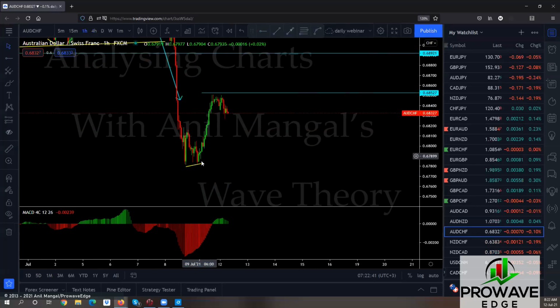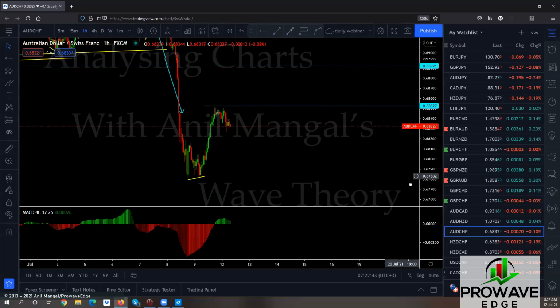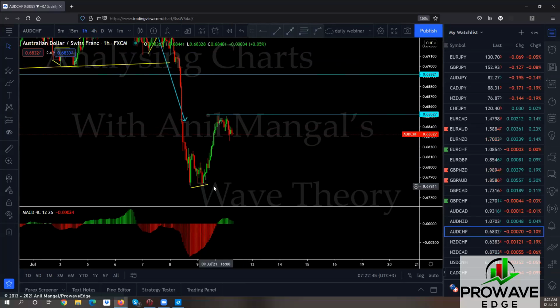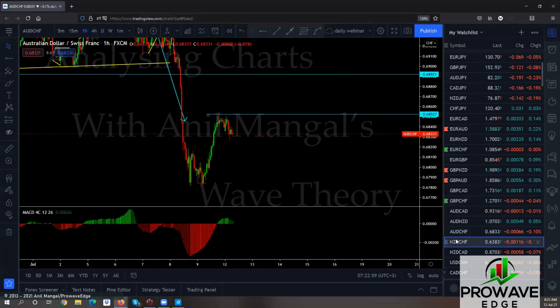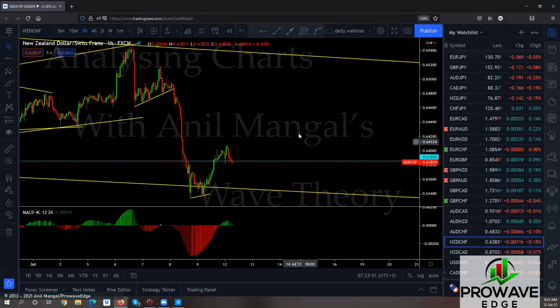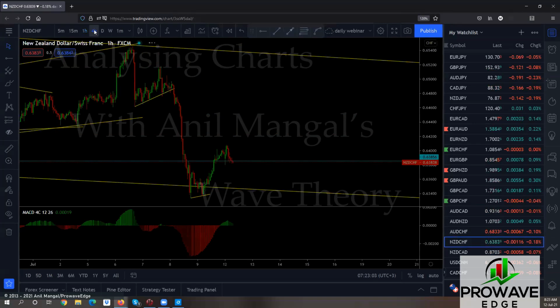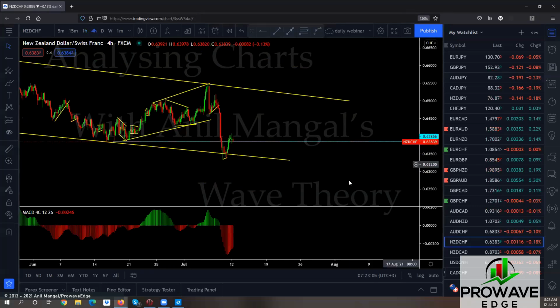With a deep pullback in here. If they get another deep pullback, we'll reconsider whether we want to take the buy or wait for it. So expect this to be just a shallow pullback here, maybe consolidate here some more, and then upside. New Zealand Swiss, same here. We're at the bottom of the structure. We're looking for a buy setup. They can make one more low.